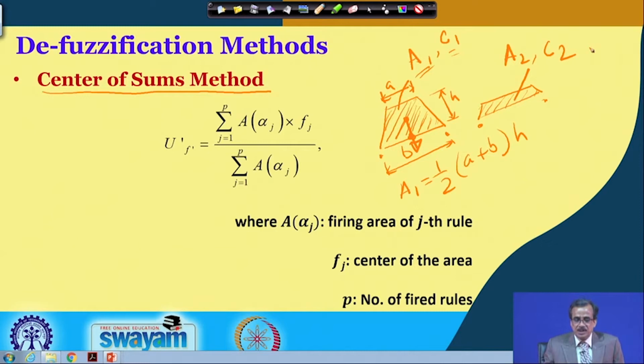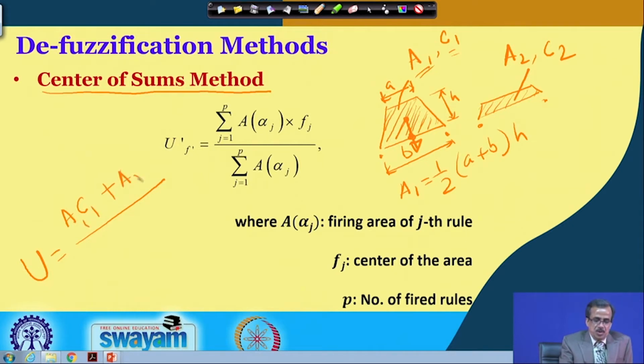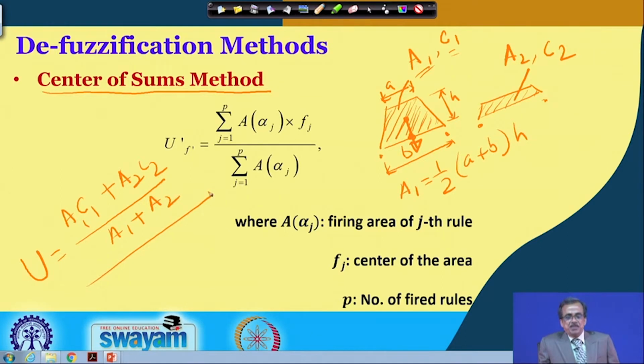And once you have got this particular A1 C1, A2 C2, very easily we can find out the crisp output, that is denoted by your U, and that is nothing but your A1 C1 plus your A2 C2 divided by your A1 plus A2. So, this way is going to give the crisp output.